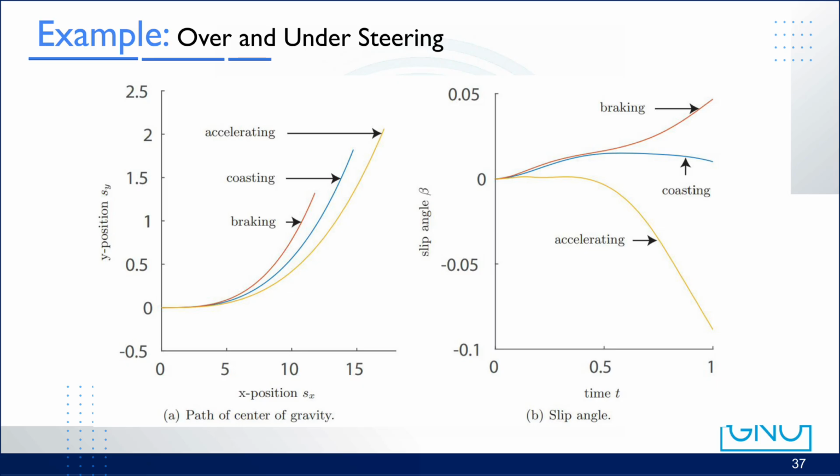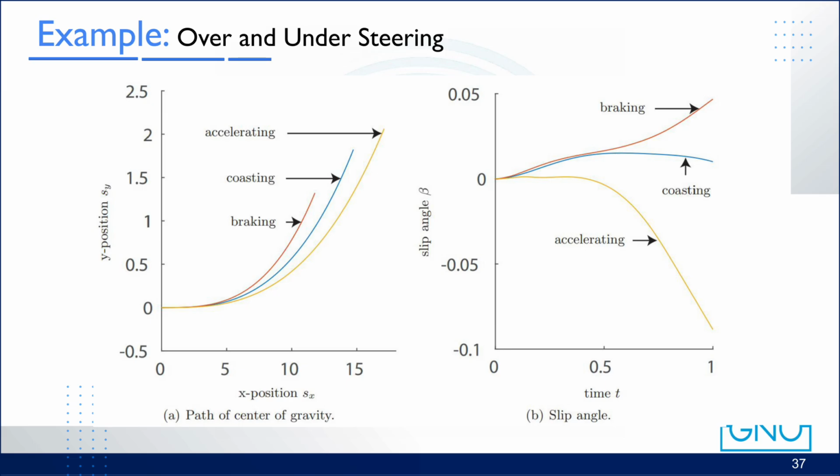When accelerating, the path bends outward. This is called understeer. It happens because as the driver steps on the gas, the weight of the car shifts backward. The front tires lose some of their grip, so the car turns less than the driver intends. It feels like the car is pushing toward the outside of the curve.